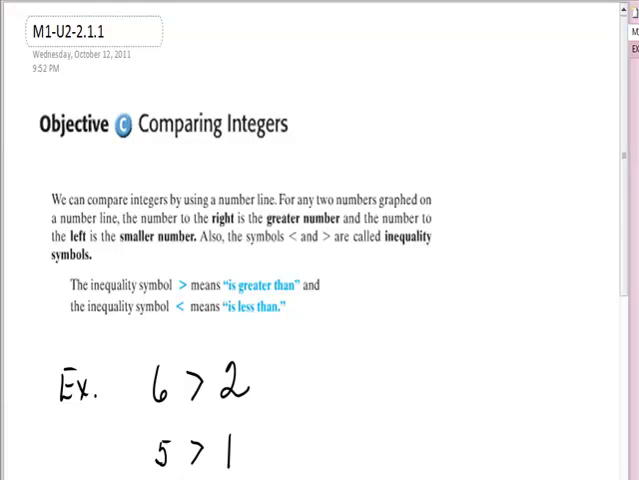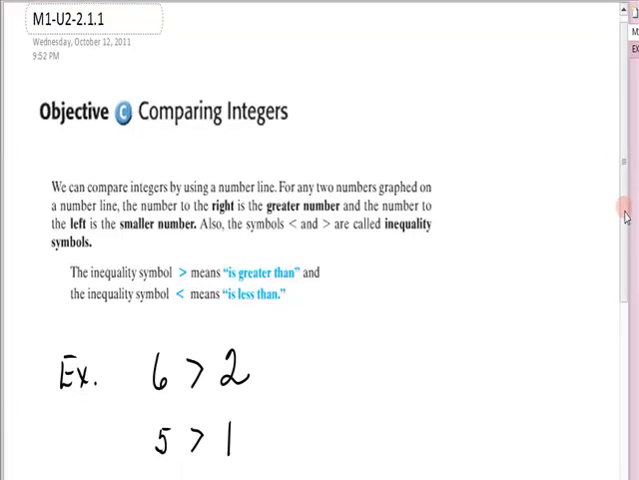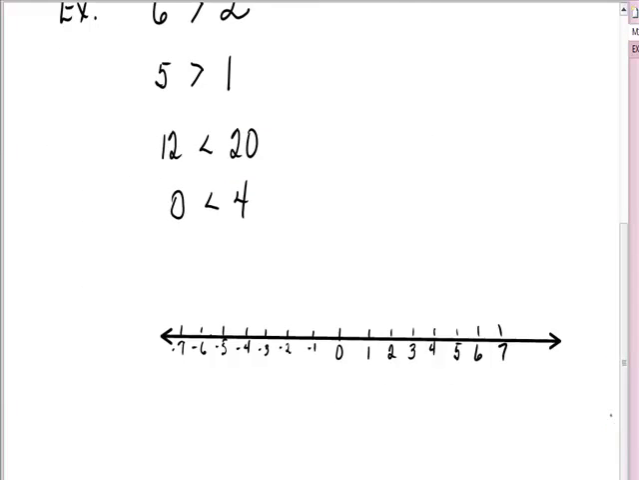All right, in this particular lesson of Unit 2, we're looking at comparing integers. Integers are positive and negative and zero whole values, and they are the numbers that you would traditionally see on a number line. And you can compare them by looking at a number line. As you go to the right, the numbers are greater, and as you go to the left, they are smaller.